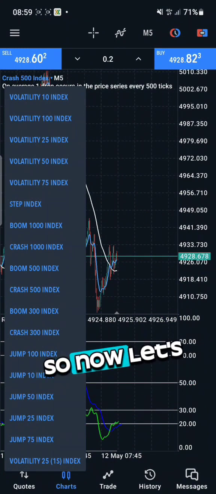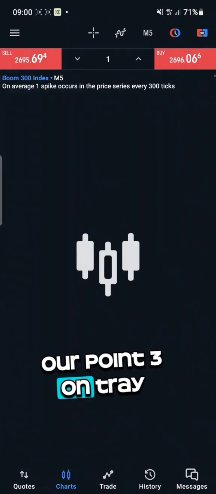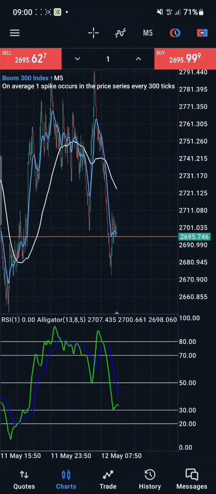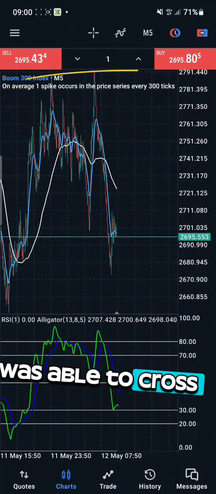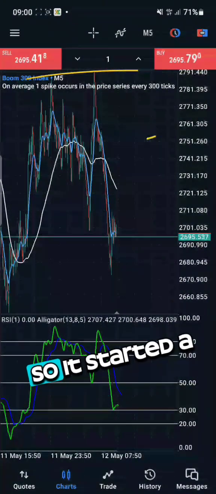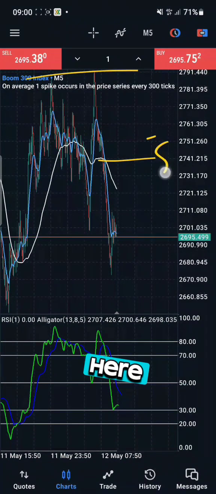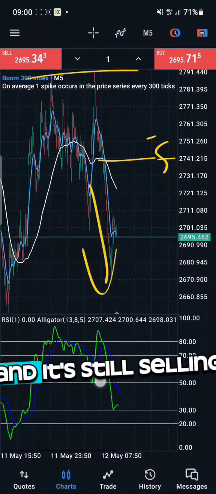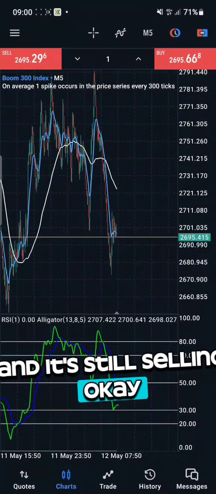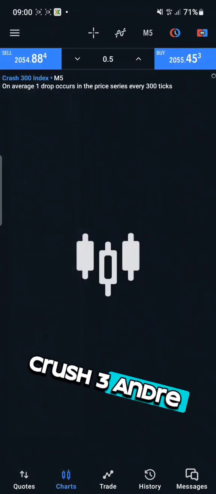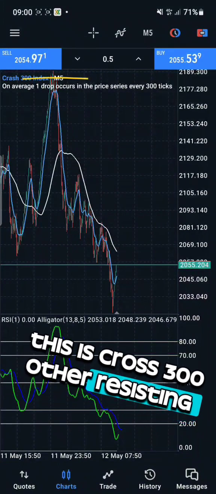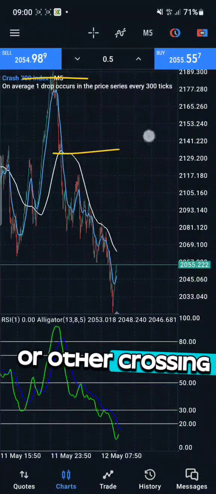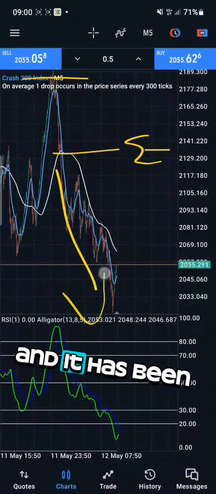Okay, so now let's check out our Boom 300. Okay, this is Boom 300. From the resistance zone, it was able to break out from there, so it started a downtrend from here, and of course it has been selling and it's still selling. Okay, now let's move on to Crash 300. Okay, this is Crash 300 at the resistance zone around there. We had our crossing around there, which should be our entry point, and it has been selling.